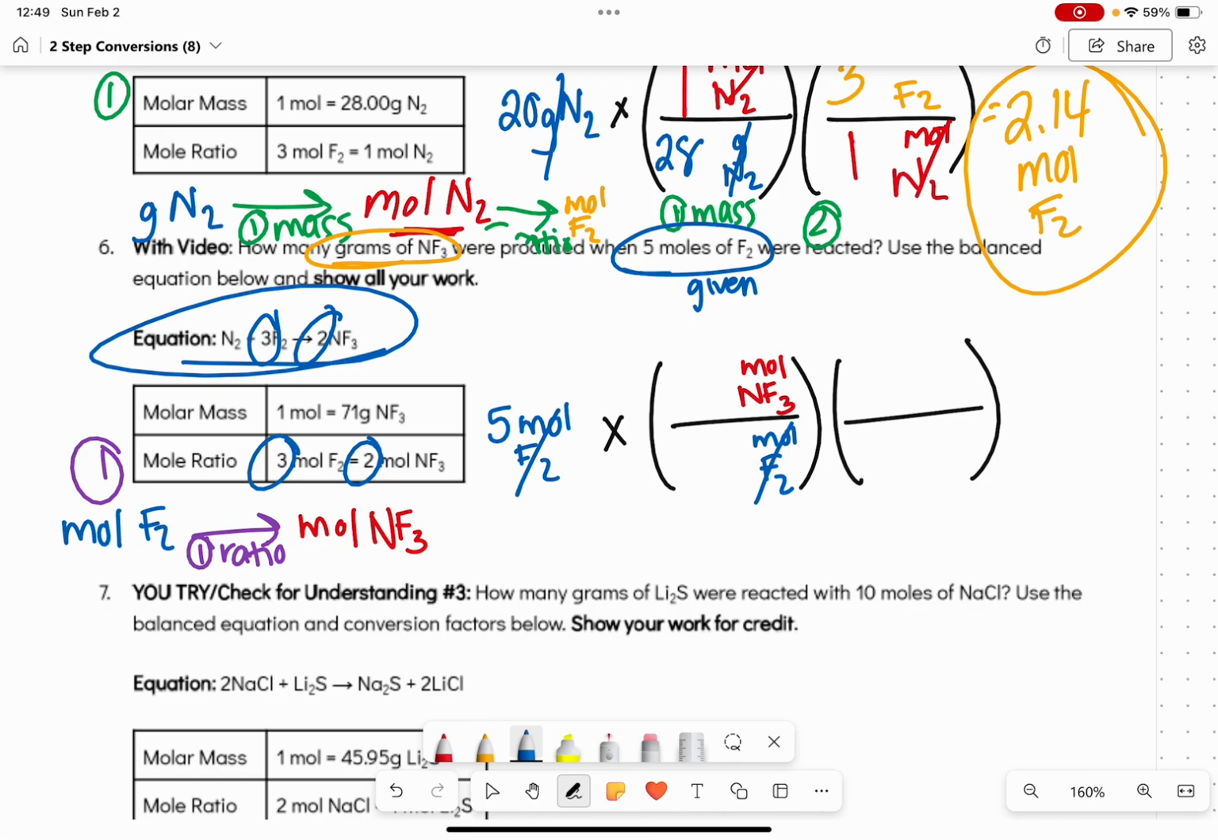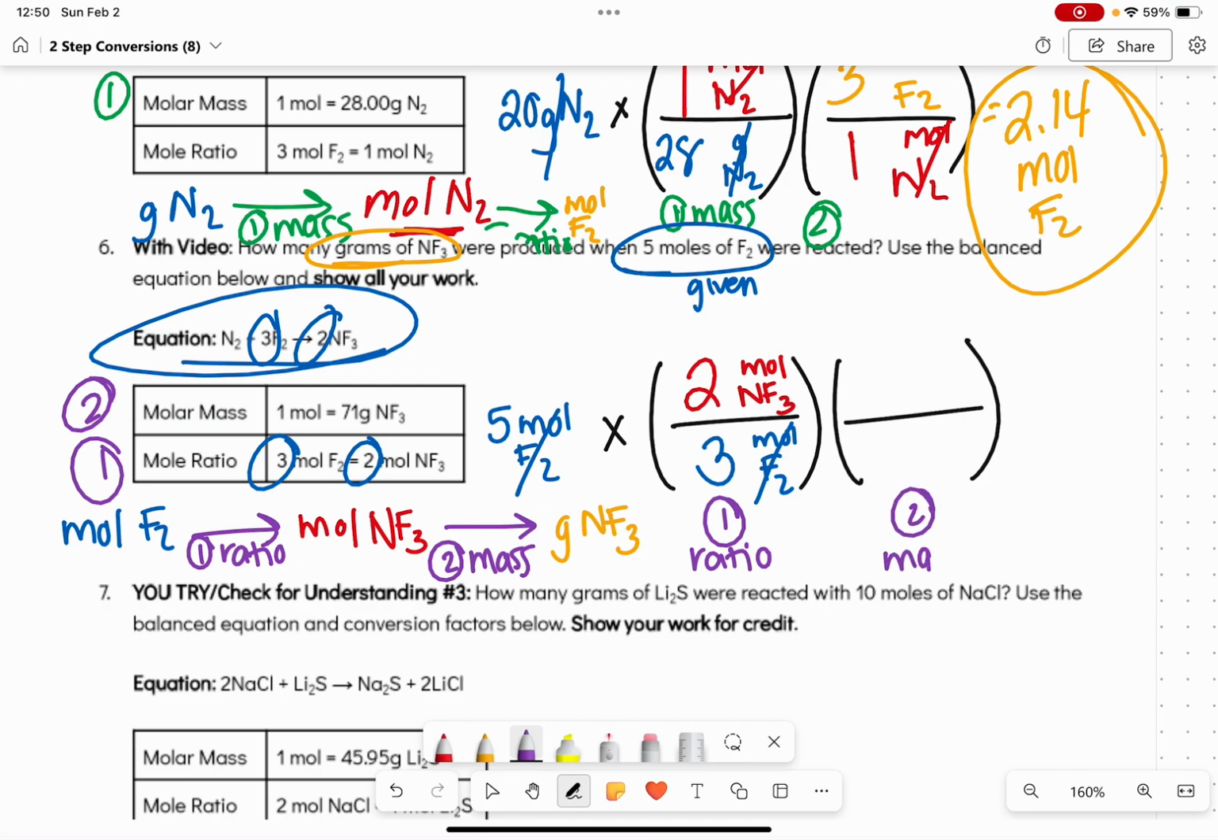Okay, so 3 moles F2 is my old unit. That 3 is going to go on the bottom. Moles NF3 is going to go at the top, so the 2 is going to go at the top. Now that I'm in moles of NF3, I can change into grams of NF3. And I can do this by using my mass conversion. So that's going to be your second step. So your first parentheses was your ratio. Your second is your mass.